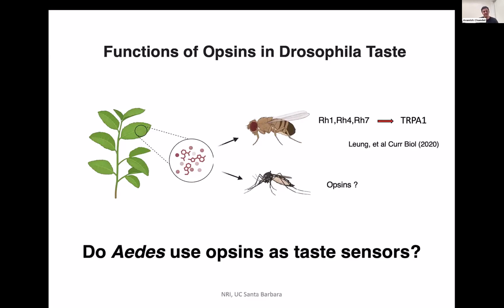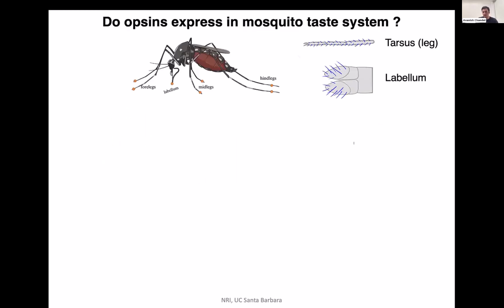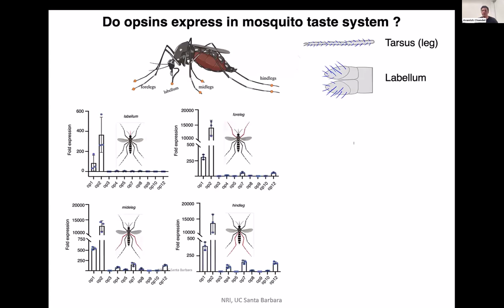So do Aedes use opsins as taste sensors? First, we examine the relative expression of mosquito opsins in taste organs in Aedes mosquitoes, specifically the labellum and the tarsi. Interestingly, we found that the same two opsins that were highly expressed in the antenna of the mosquitoes also show a very strong expression in both the labellum and all the tarsi. The foreleg, the mid legs, and the hind legs, only two opsins are mainly expressed. That is the same opsins, OP1 and OP2.